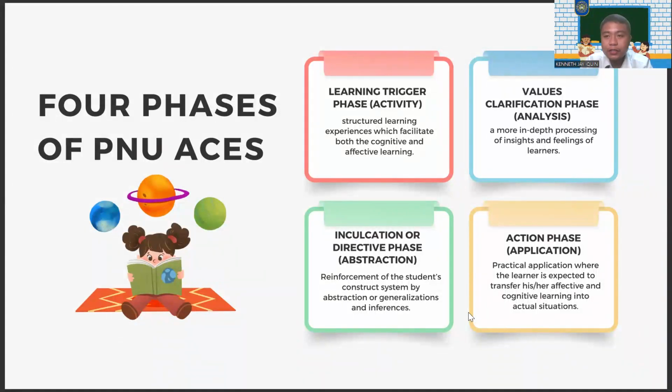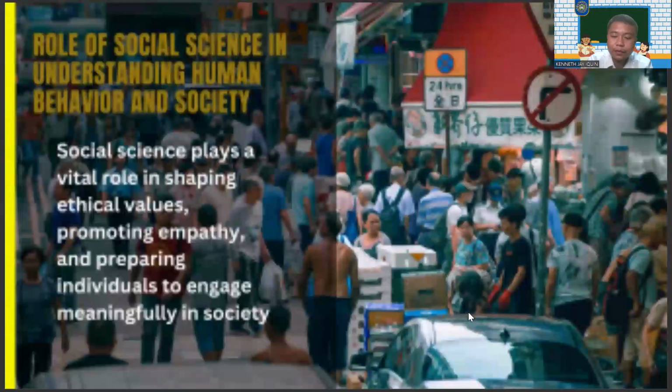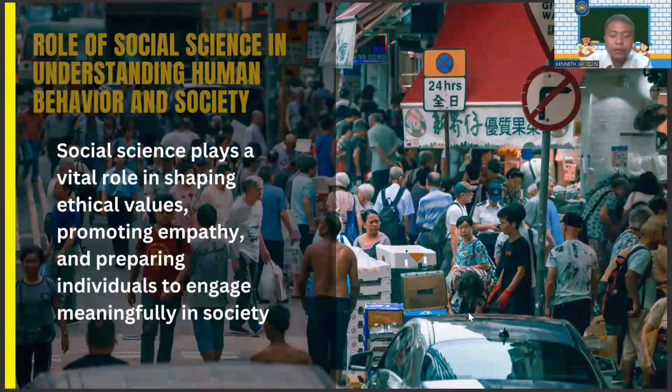After learning all these phases of integration in the general or broader context, we are now going to identify how this integration of values can be done in a specific field like the social sciences. So, integration of values in social sciences. The role of social science in understanding human behavior and society plays a vital role in shaping ethical values, promoting empathy, and preparing individuals to engage meaningfully in society.